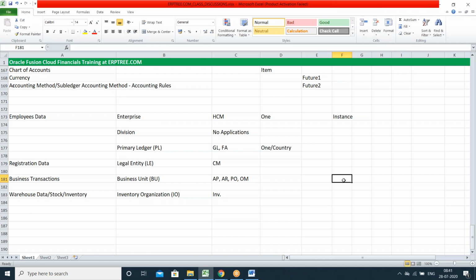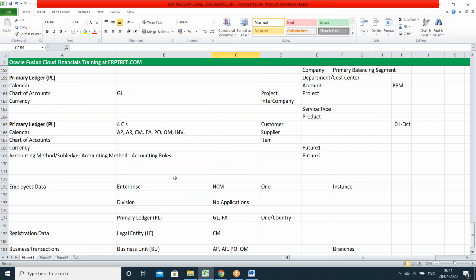The very basic parameter which we consider is branches. How many branches the company is operating their business in, those many business units we have to create in the system. 10 branches, 10 business units, 20 branches, 20 business units. So this is how we have to create.